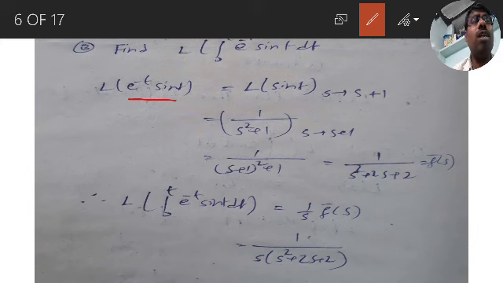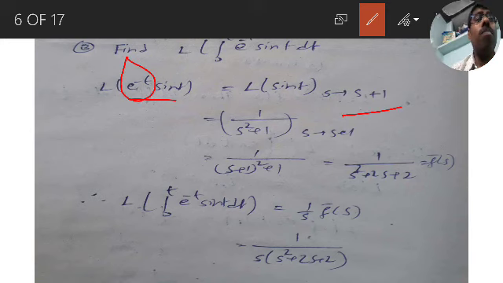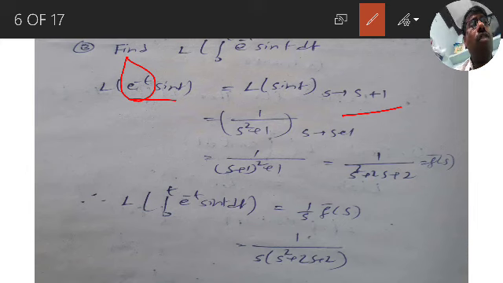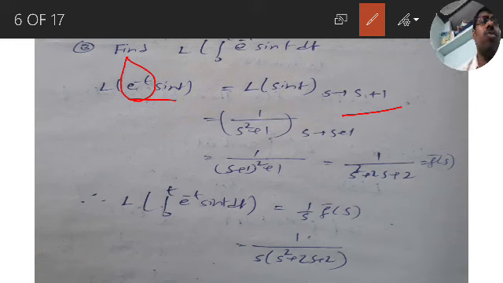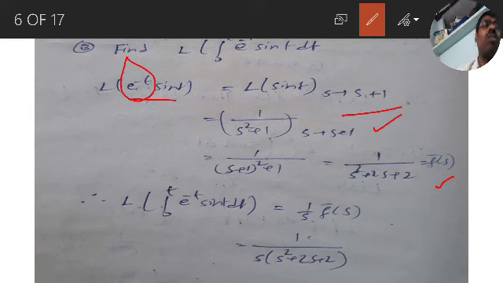E power of minus at means s is replaced by s minus a. Now e power of minus t means s is replaced by s plus 1, that is L of sin t. L of sin at formula is a by s square plus a square, therefore L of sin t formula is 1 by s square plus 1. Replace s by s plus 1, we get f bar of s. What is f bar of s? 1 by s square plus 2s plus 2.